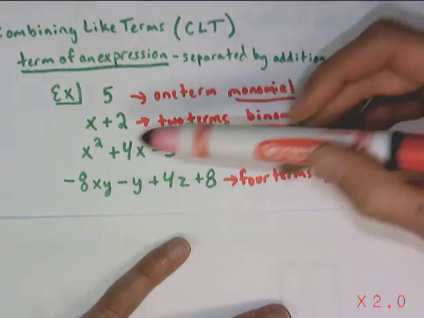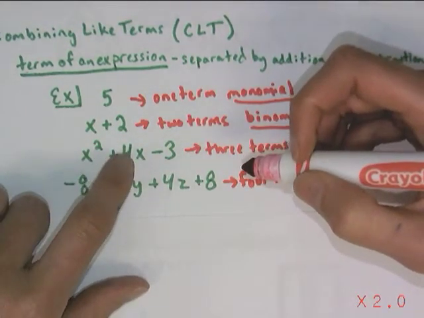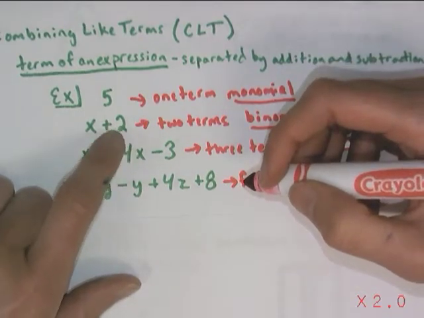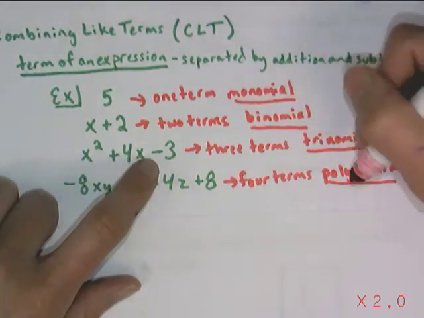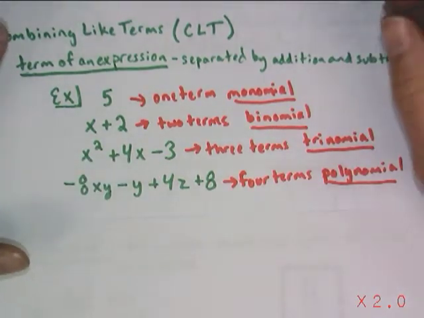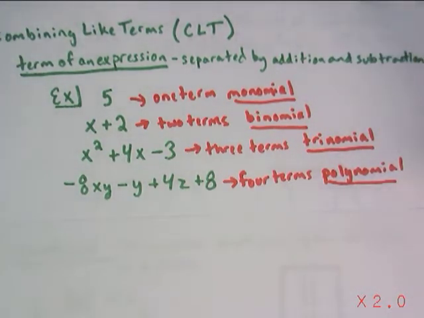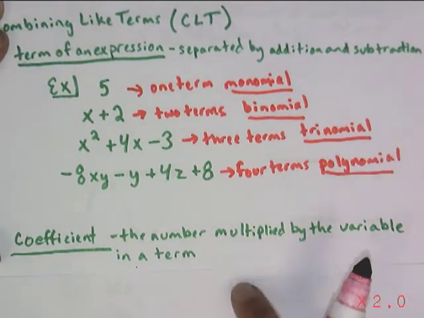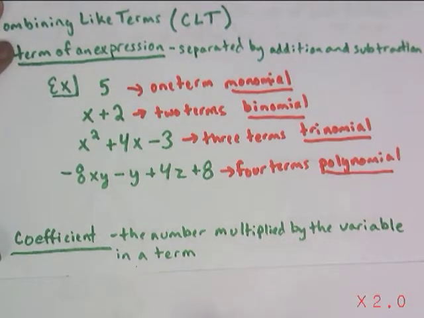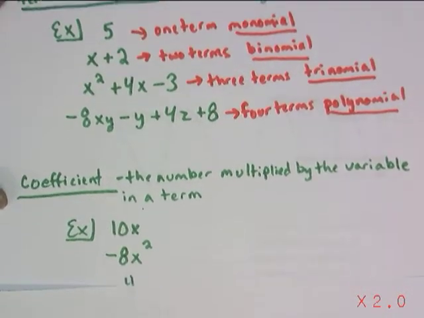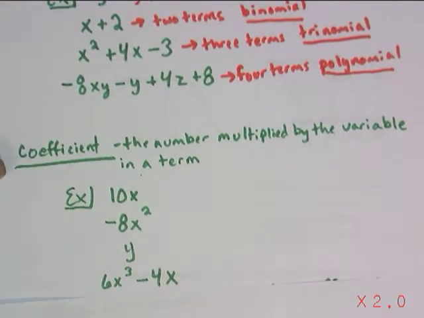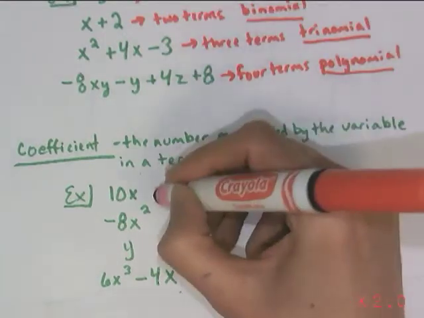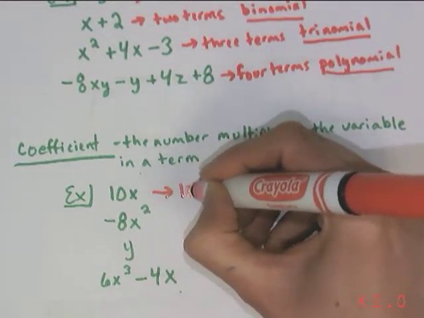Okay. So within the terms, notice that there's multiplication. There could be division. So what makes them different terms is that there's a plus sign or a minus sign in between. Now the next thing that you're going to have to know is what the coefficient of the terms are. So coefficient means it's the number multiplied by the variable in a term. So for instance, if you study these 4 examples, we have one monomial, 10x. The coefficient of this term is 10.